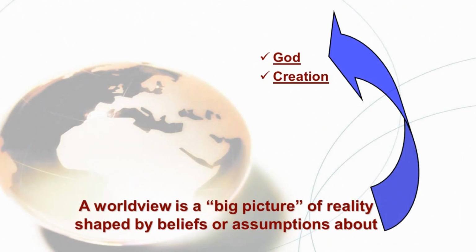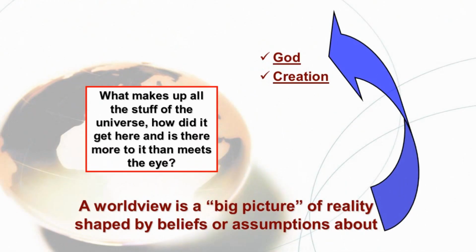Next, a worldview is a big picture of reality shaped by our assumptions or presuppositions or beliefs about creation. Now, when I say the word creation, it doesn't just mean the original creation event in Genesis, although that's part of it for Christians. That isn't part of it if you're a humanist or have a different worldview. But all worldviews have presuppositions about where the stuff came from. And also, what is the nature of the stuff? I mean, is it just material? Or is there another dimension to it?